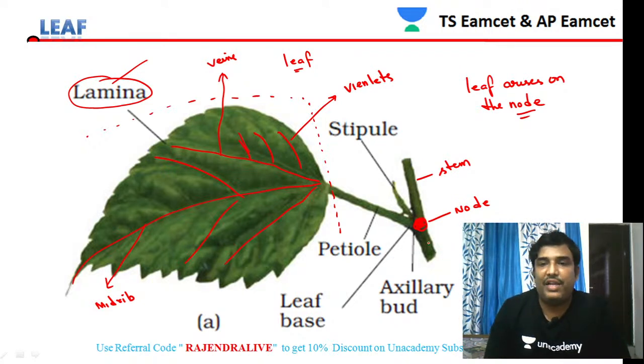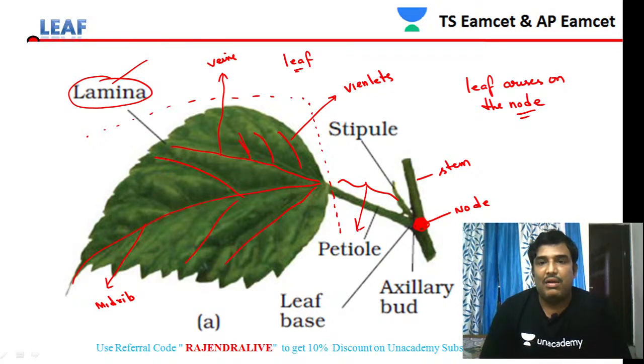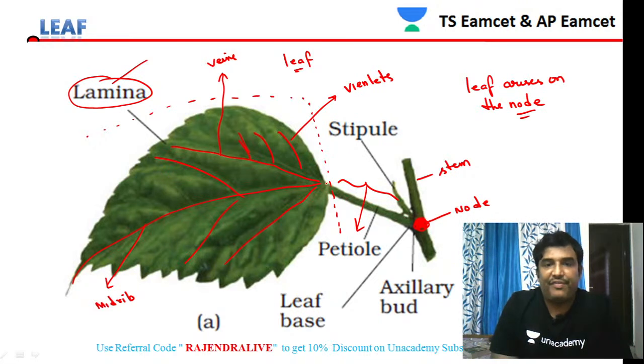In this particular leaf, this part is the node. From this part of the node, the leaf arises, and this part is called a petiole. So this is the petiole. The petiole connects the leaf lamina with the stem.